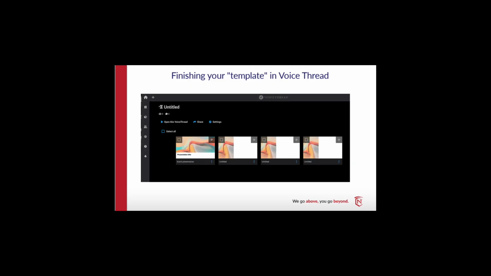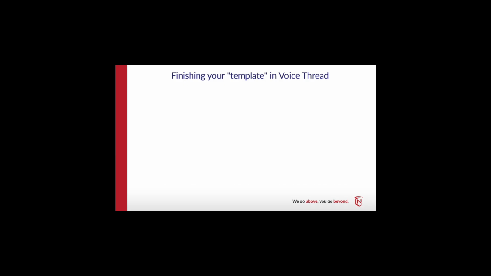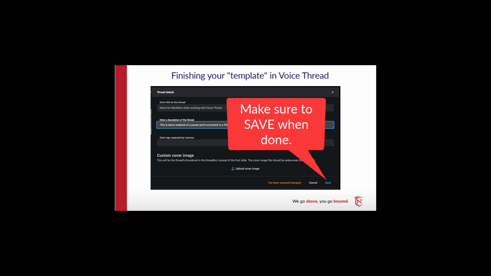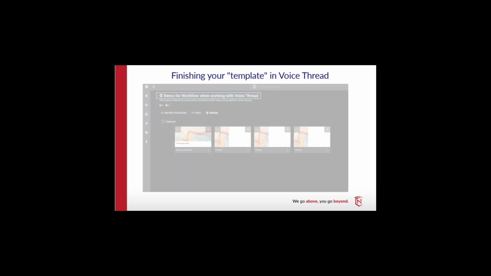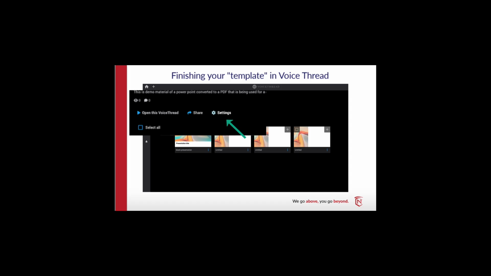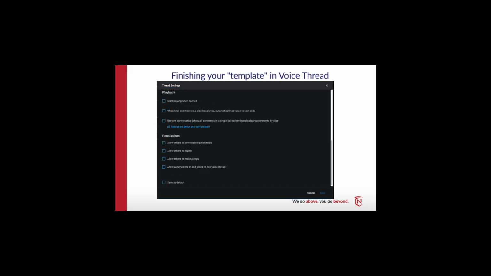When processed, we will see each slide. The first task you will want to do is name your VoiceThread. Click on Untitled in the top left corner. A box will open where you will fill out additional information, including the name of the thread. Next, you can set the default settings for the thread by clicking on the settings text. Note that these settings can be readjusted when creating an assignment with this template.